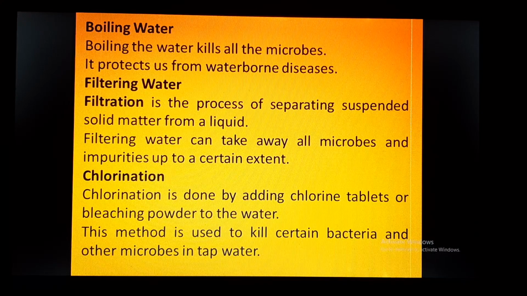And how can you purify the water? By boiling it, because boiling of water kills all the microbes. Therefore, it protects us from waterborne diseases. Then by filtering of water, that means filtration. Filtration is the process of separating suspended solids from a liquid. So wherever there is solid matter suspended in the liquid, through filtration we can keep it away. Filtering water can take away microbes and impurities up to a certain extent.